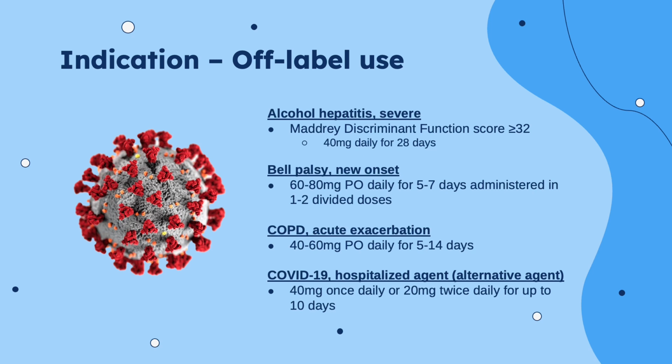In hospitalized patients with COVID-19, it is used as an alternative agent and is recommended for treatment of COVID-19 in patients requiring supplemental oxygen or ventilated support when dexamethasone is not available. Prednisone is dosed 40 milligrams once daily or 20 milligrams twice daily for up to 10 days as part of an appropriate combo regimen.